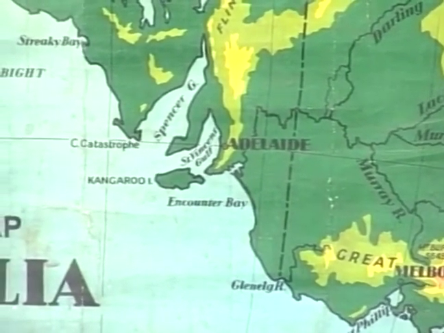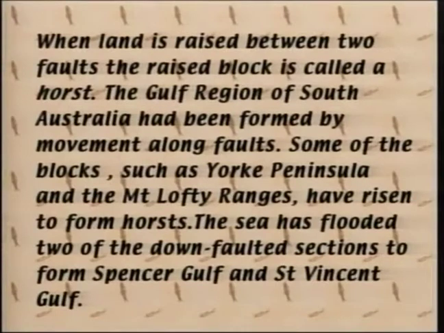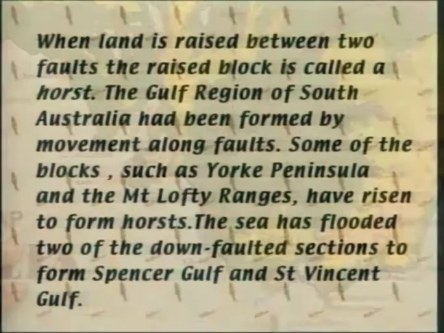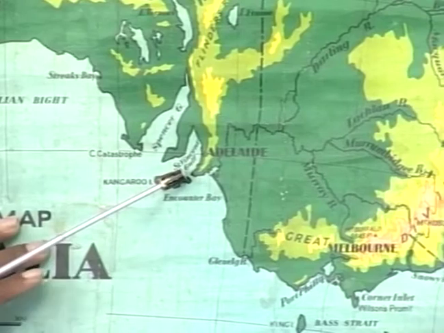It tells us there that the Gulf region of South Australia has been formed by movement along faults. Some of the blocks, such as the Yorke Peninsula and the Mount Lofty ranges, have risen to form horsts. The sea has flooded 2 of the down-faulted sections to form the Spencer Gulf and the St. Vincent Gulf. So if we look at the map up here, and from your atlases, you can find the Spencer Gulf and the St. Vincent Gulf.